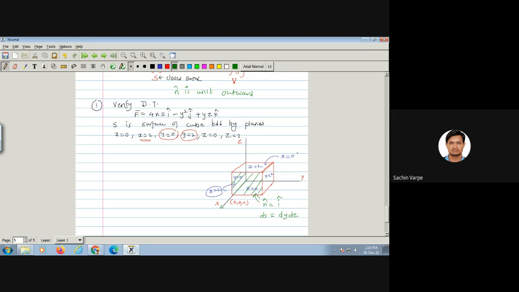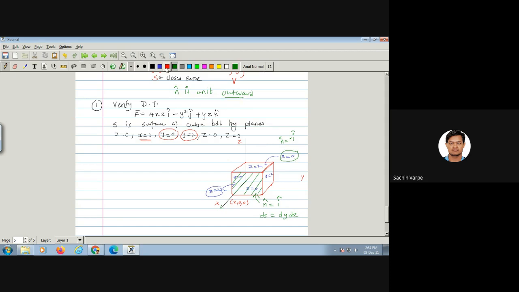In similar manner, for this back surface, what is n cap? N cap must be in the outward direction. If we consider I cap, then that will be inside the surface. Yes or no? For this back surface, if we consider n cap to be plus I cap, then that will be inside the surface. So we have to consider minus I cap, so that will be outward direction.